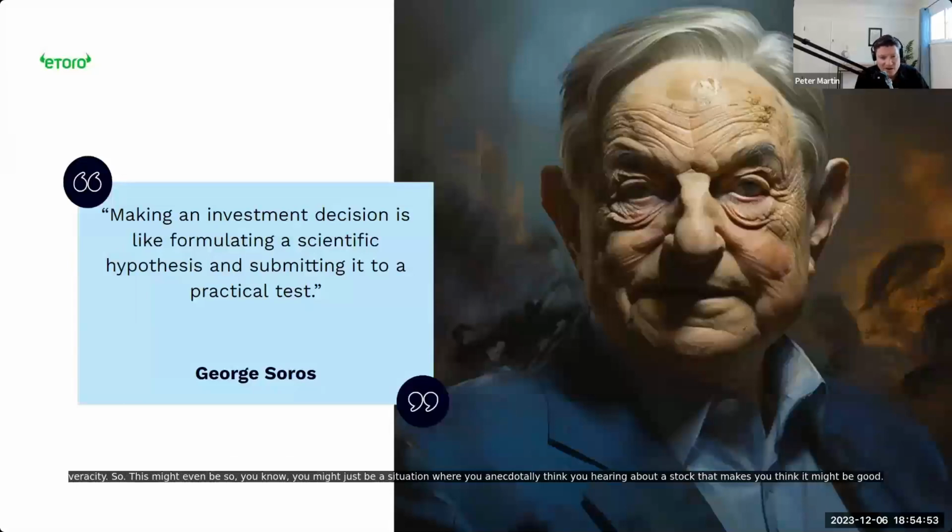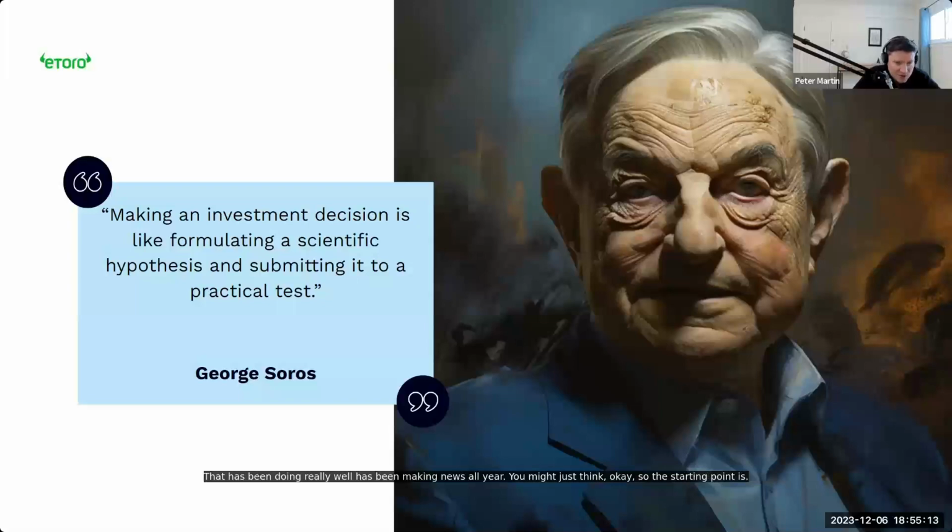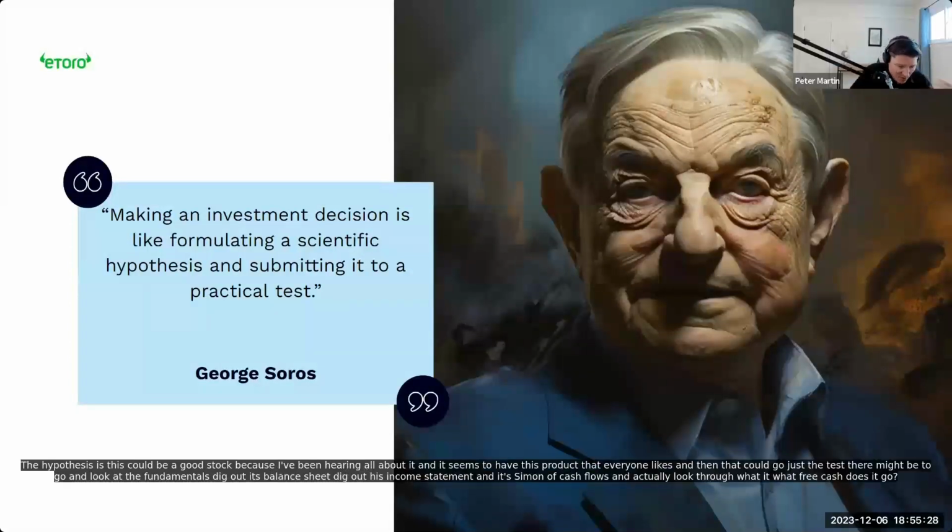So you might be in a situation where you anecdotally think you're hearing about a stock that makes you think it might be good. The classic one at the moment is Novo Nordisk, who makes Ozempic and other diet-helping drugs, that has been doing really well. It's been making news all year. You might just think, okay, is this something I might potentially want to invest in? Well, take a completely neutral approach. The hypothesis is this could be a good stock because I've been hearing all about it and it seems to have this product that everyone likes.